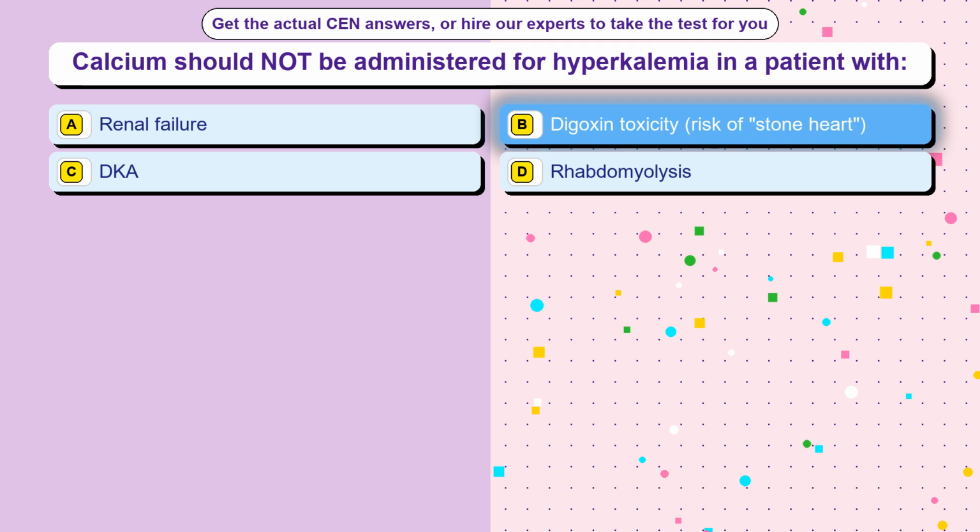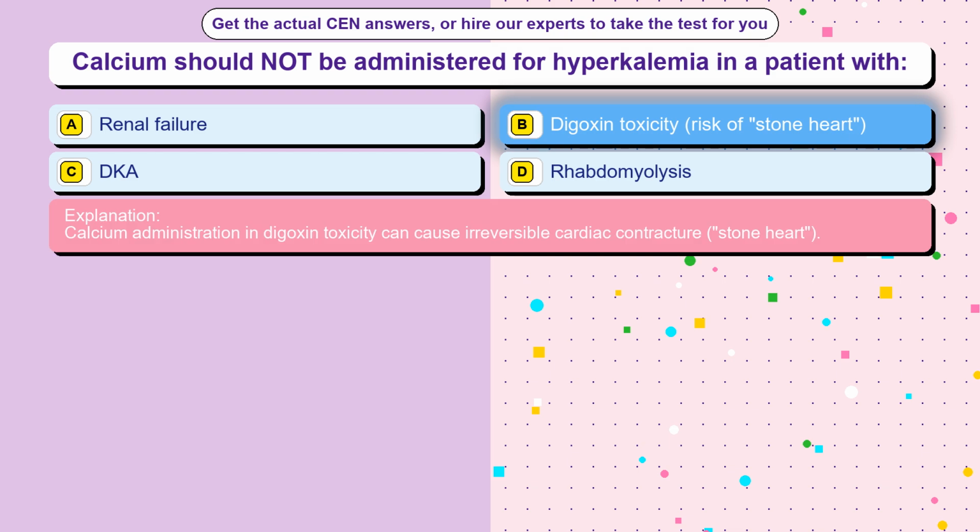The correct answer is option B, digoxin toxicity, risk of stone heart. Calcium administration in digoxin toxicity can cause irreversible cardiac contracture, stone heart.